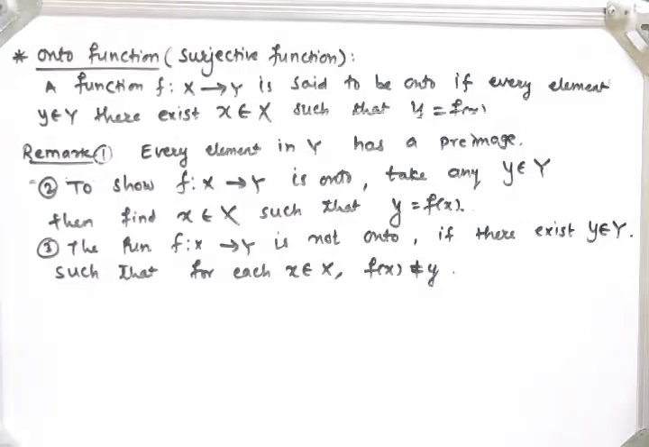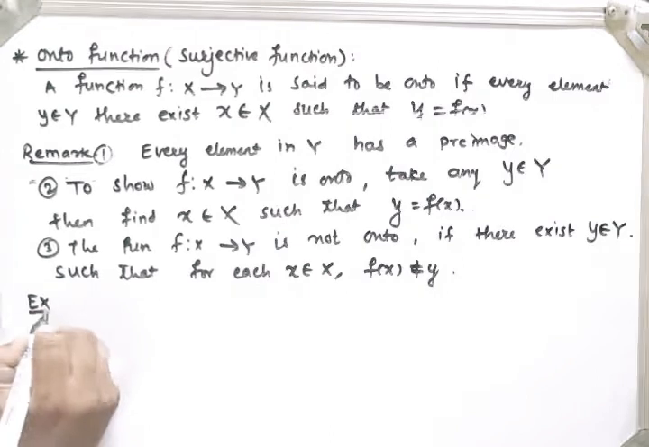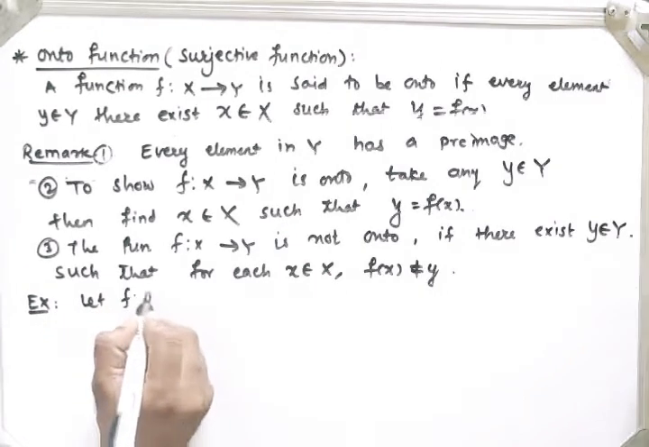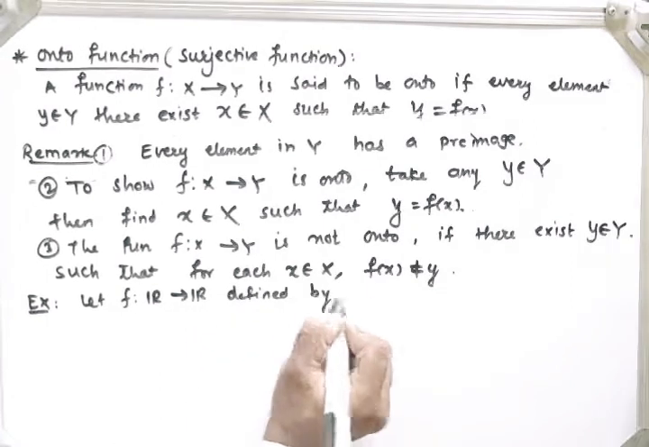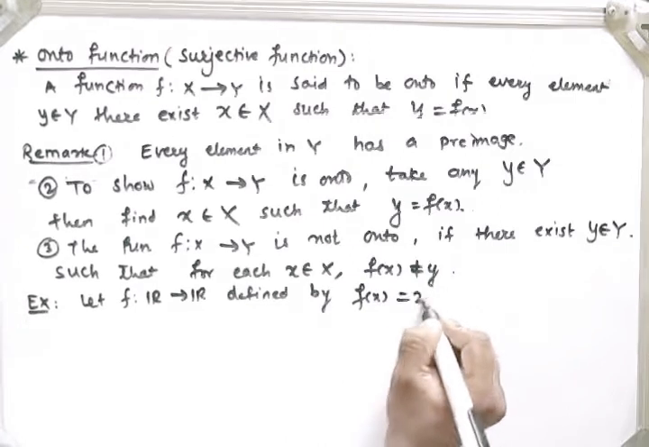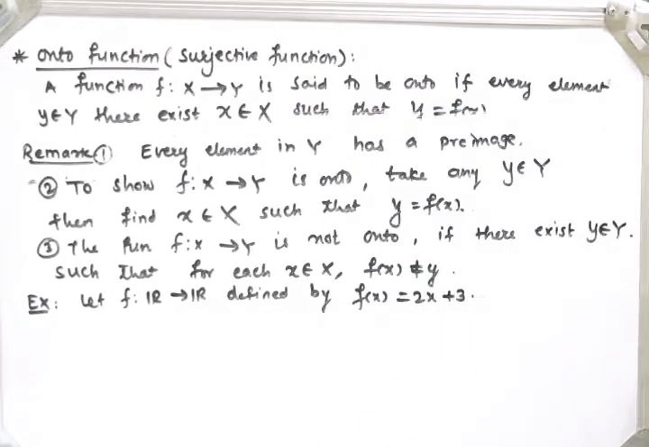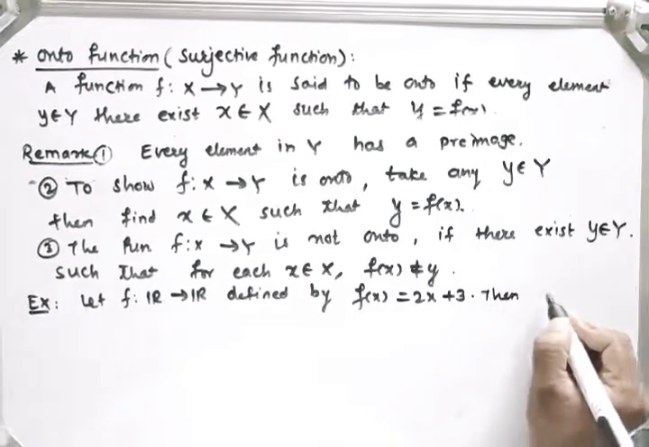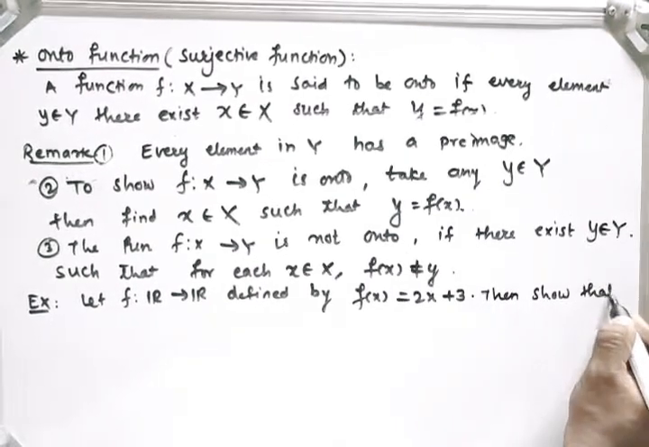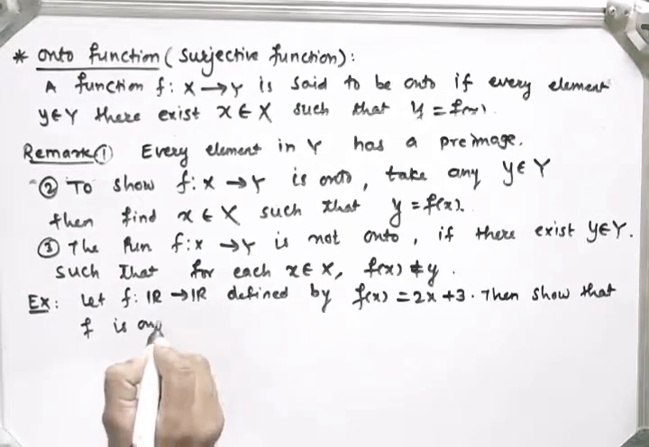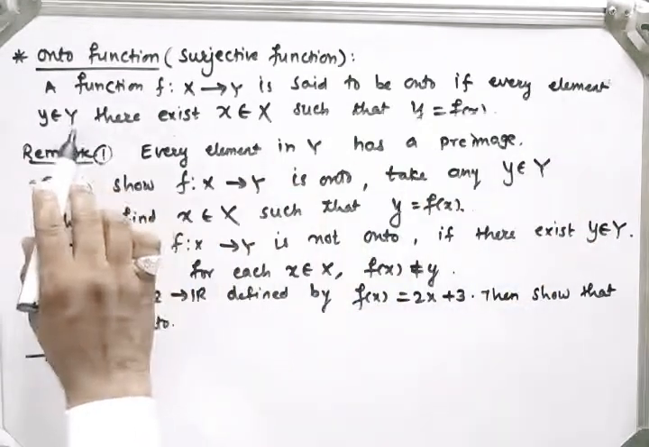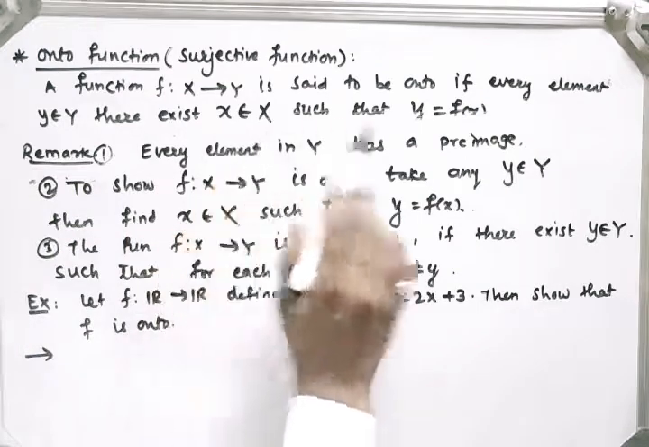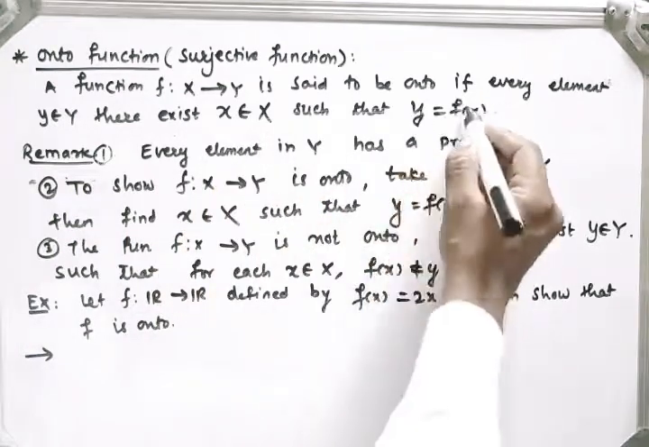Now let's see the examples. Example: let f from R to R be defined by f of x is equal to 2x plus 3. Then show that f is onto function. So we'll show this function is onto. What is the definition? For every element y belongs to Y, there always exists x belongs to X, such that y is equal to f of x.